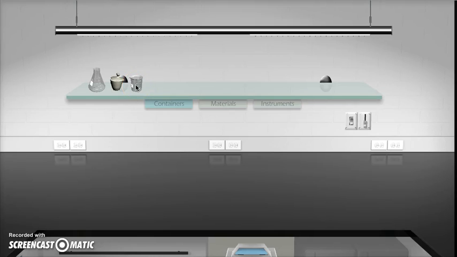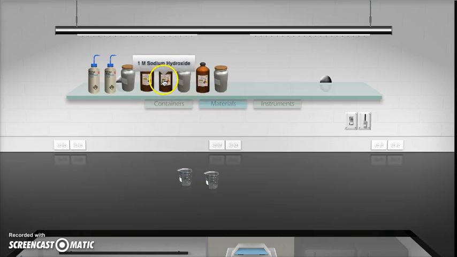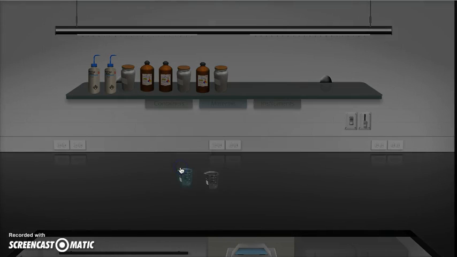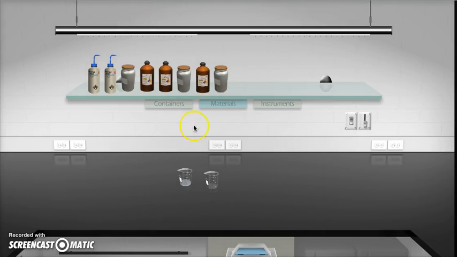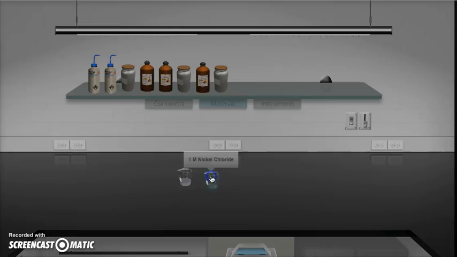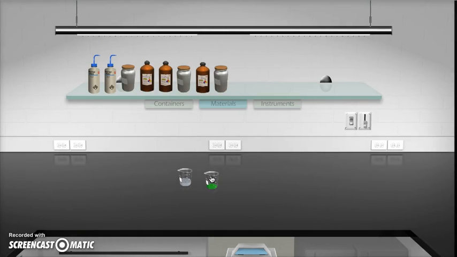Today, we are performing a double displacement reaction of sodium hydroxide and nickel chloride. We'll start by obtaining two 50 milliliter beakers from the container shelf. Then we'll add 15 milliliters of sodium hydroxide to one beaker, and 6 milliliters of nickel chloride to the other beaker. The beaker containing sodium hydroxide appears murky white in color, while the nickel chloride is a very bright green.